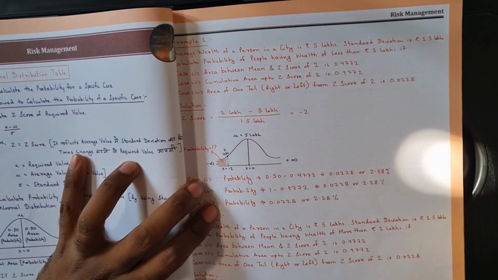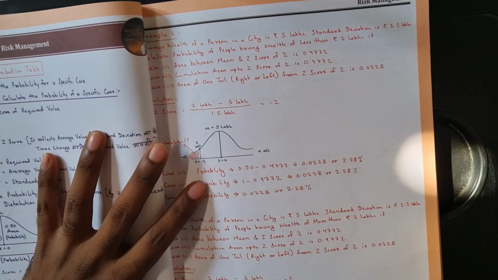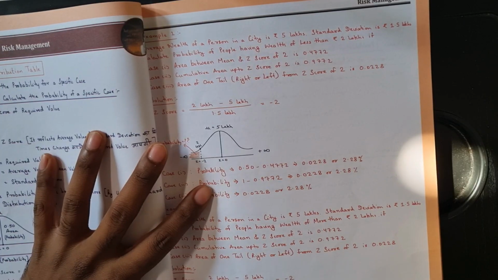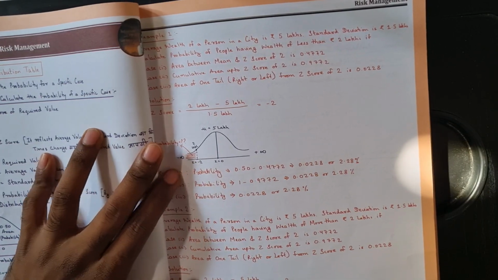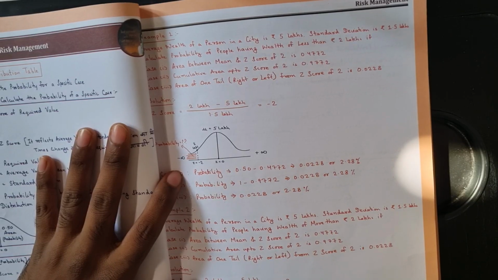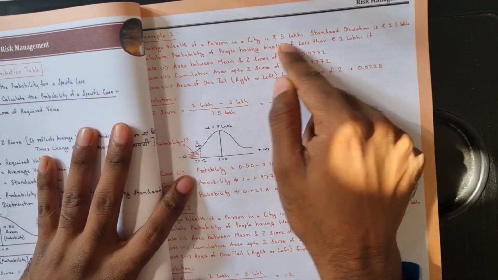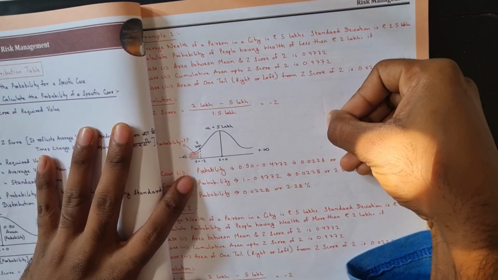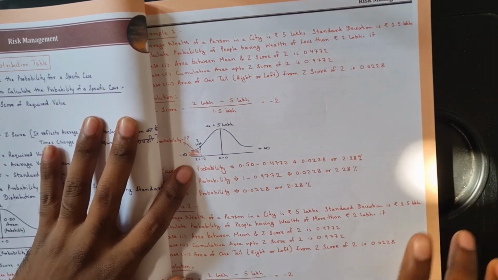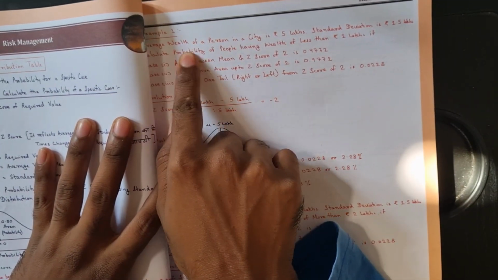We'll see it for better understanding. The average wealth of a person in a city, let's say Mumbai, is 5 lakhs. Standard deviation is 1.5 lakhs. Calculate the probability of people having wealth of less than 2 lakhs. So average wealth is 5 lakhs; average will be the middle figure. Standard deviation is how much variance it can get, which is 1.5.